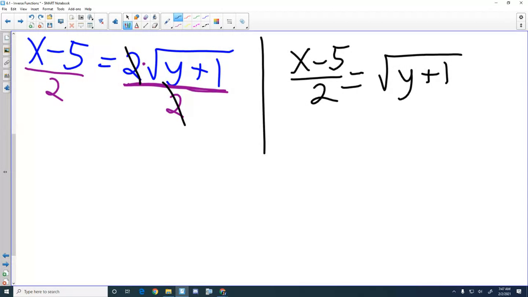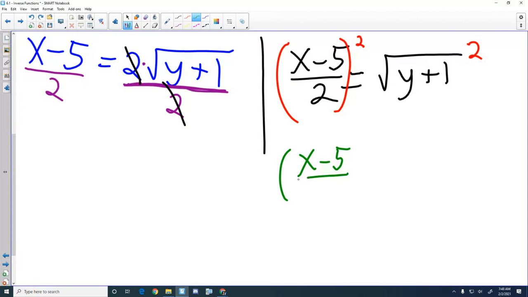Now, what are we going to do to both sides? You square it. Since the right side's got a square root, the opposite of a square root is squaring. Also, don't just write a square like that because it looks like I'm only squaring the 5. It's that entire left side that is being squared. And so we're going to write the whole group, the x minus 5 divided by 2, all in parentheses, being squared. So we've got x minus 5 divided by 2 squared equals y plus 1.